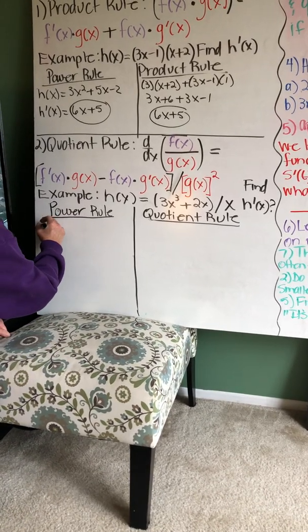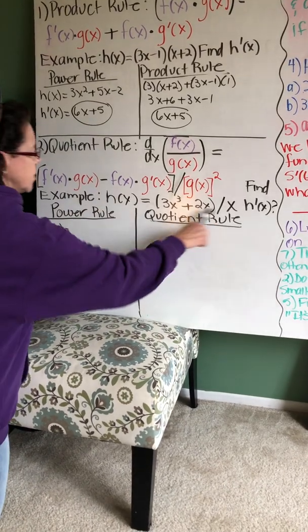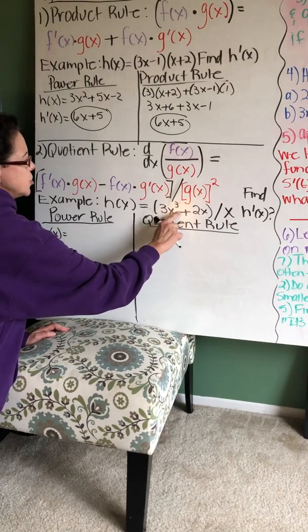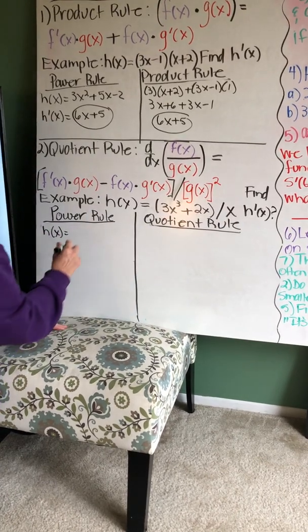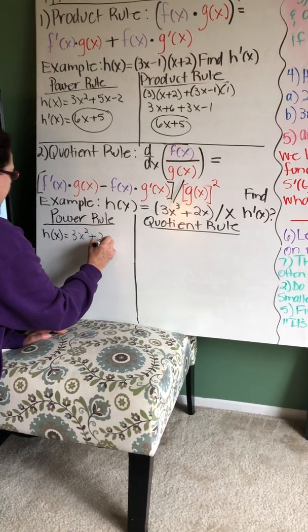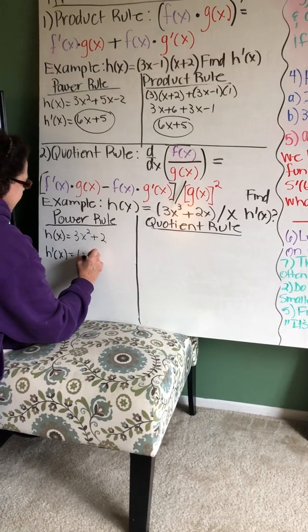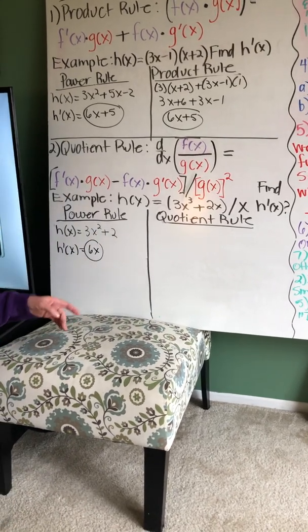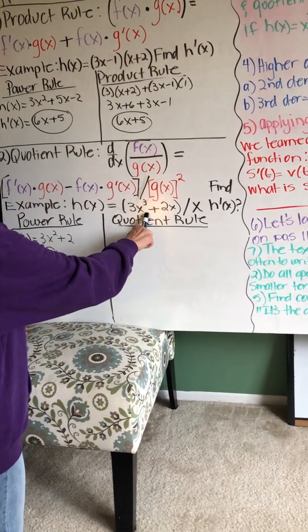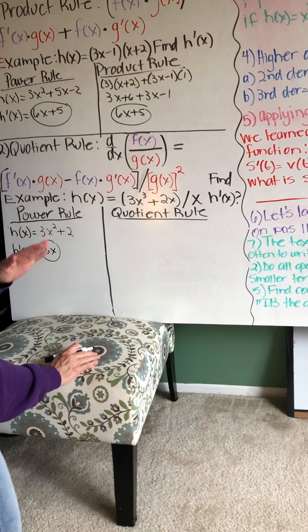So by the power rule, let me first set up this function so that I can use the power rule. I'm going to divide each term in the numerator by x, and I get 3x squared plus 2. And then when I take the derivative by the power rule, I get 6x. Let's go ahead and use the quotient rule, where the numerator is here in f and the denominator is here in its g. Let's talk our way through it.